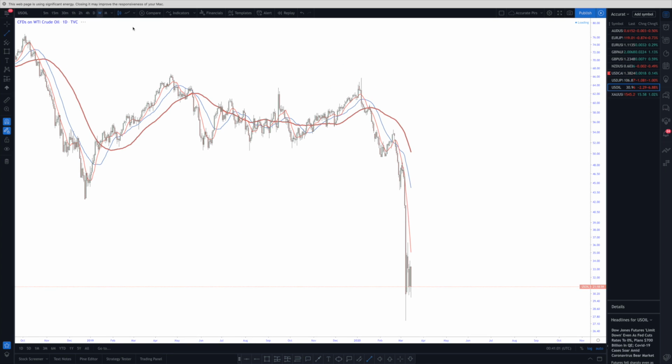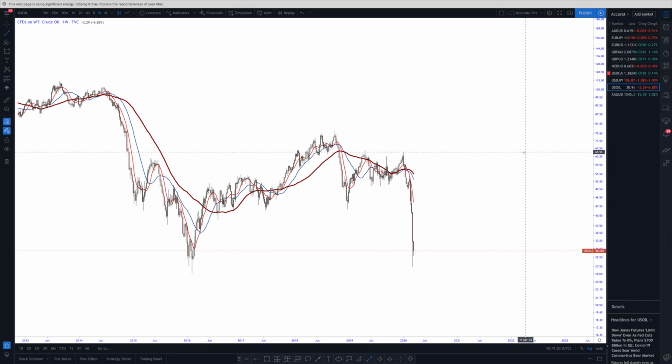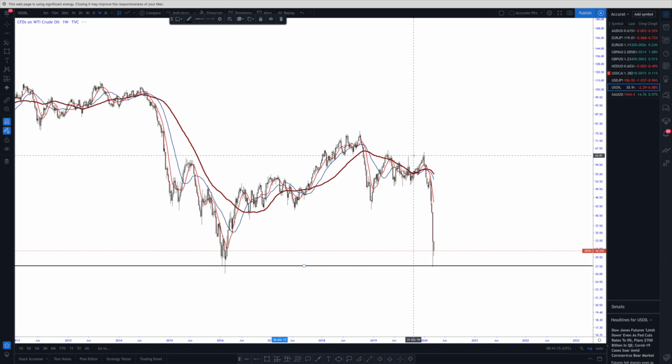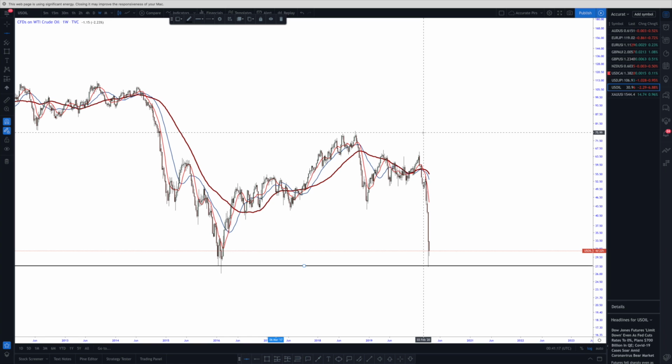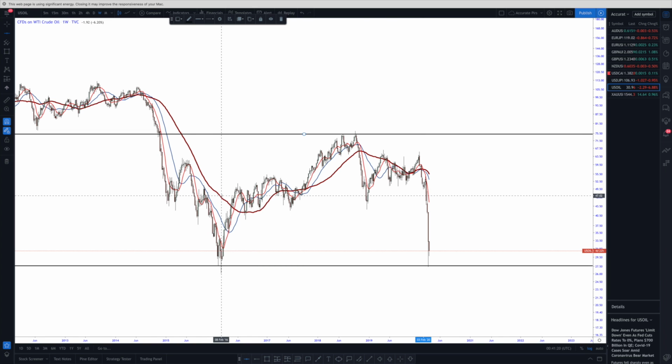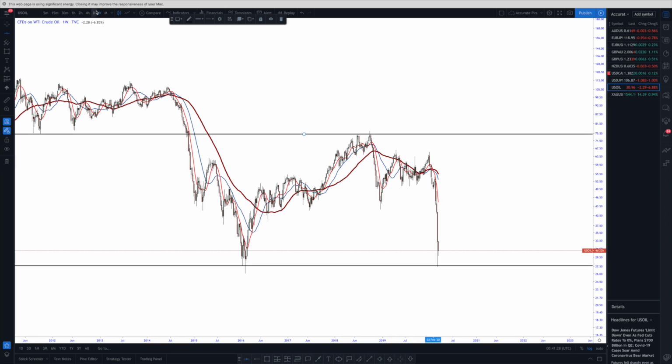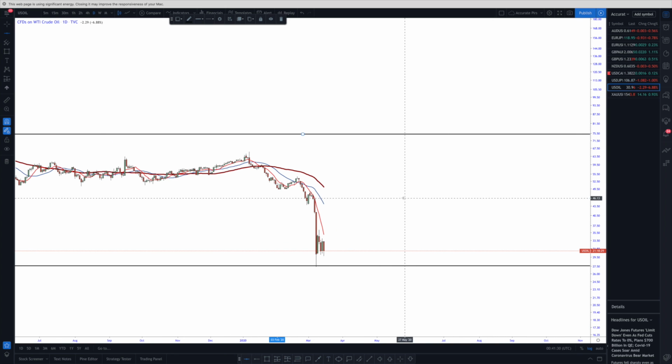Let's move on to oil. Right, as you can see, already I'm seeing a major support level right there. So my next support level I will place around here. So those are levels of that. So let's go to daily time frame.